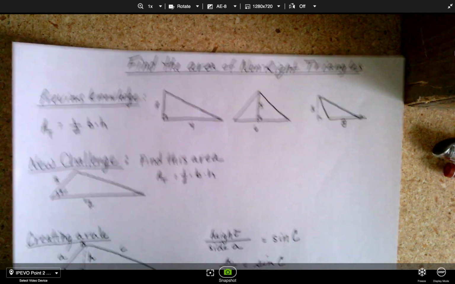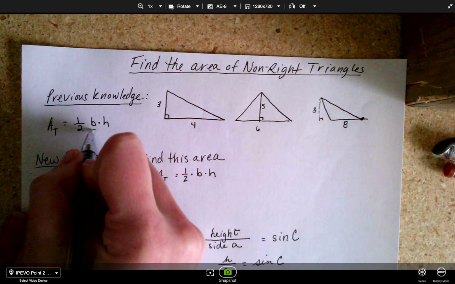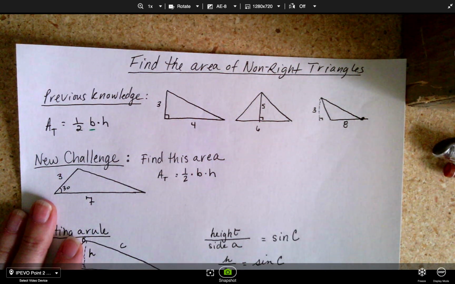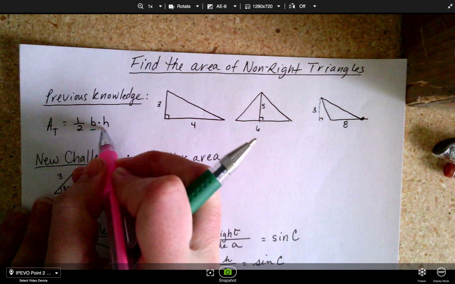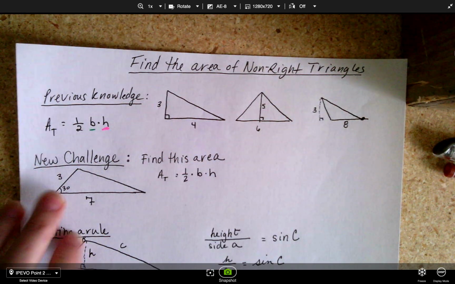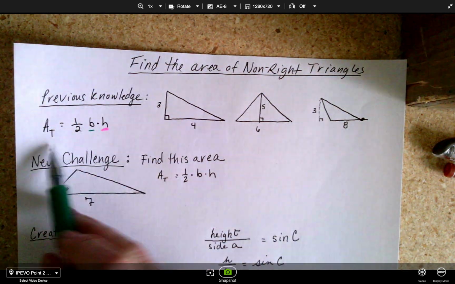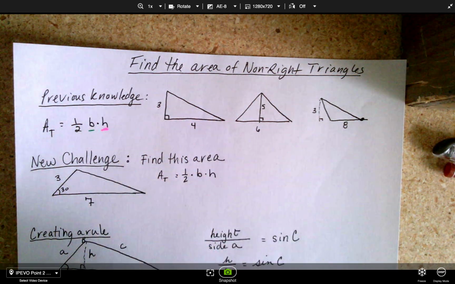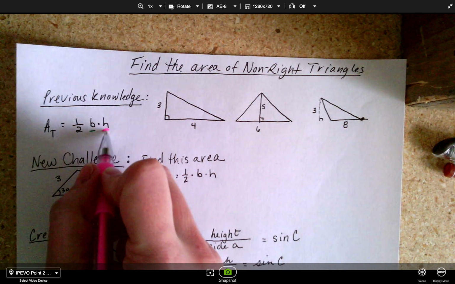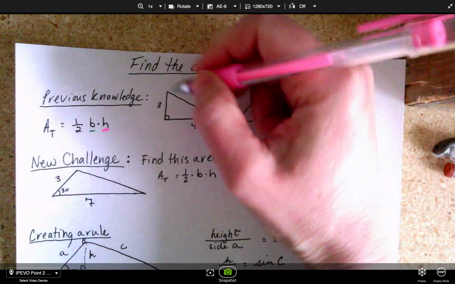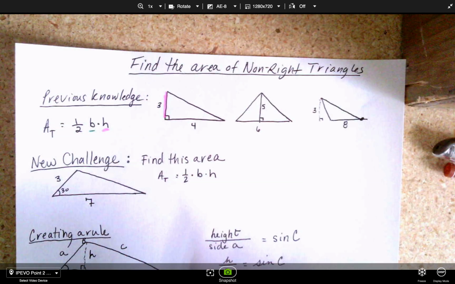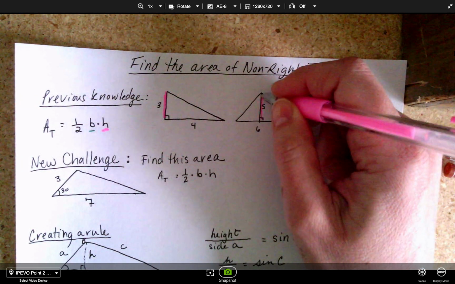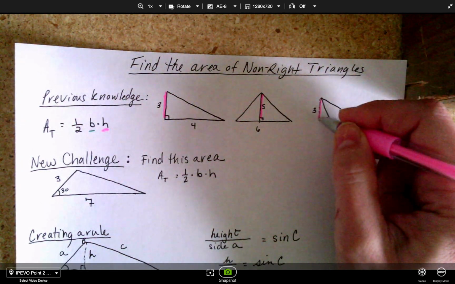Something we already know from the past is this idea of the area of regular triangles, right? How do I find the area of a triangle? If I had just any one of these three forms right here, in each situation we have a height or an altitude that can be determined. Here it's this, here it's this, and here it's outside the triangle.